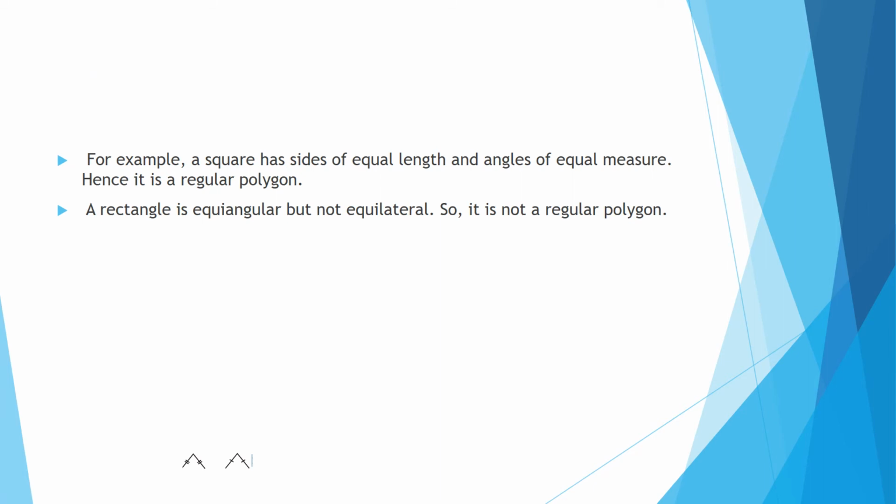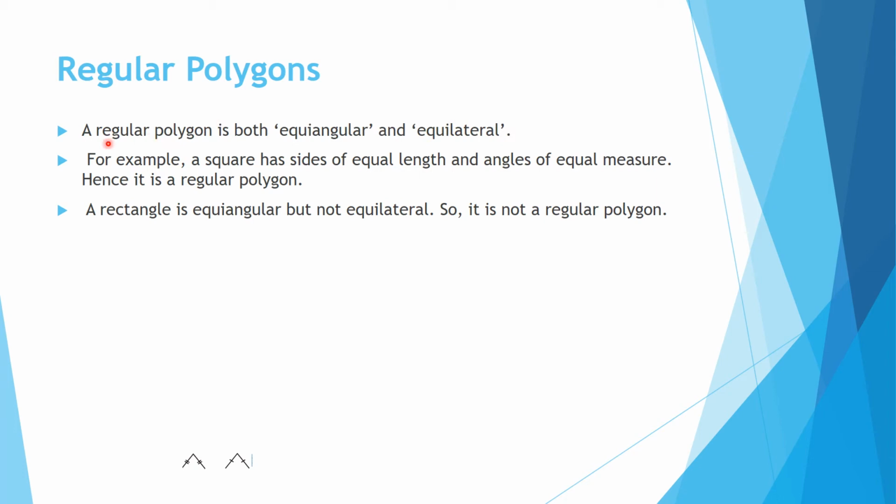I'll give you one more example of it. Now we will be studying about regular polygons, which I was talking to you about earlier. What are regular polygons? Any polygon which is having equal sides. Regular means equal. A regular polygon is both equiangular and equilateral. A regular polygon is one in which all the angles are equal and also all sides are equal.